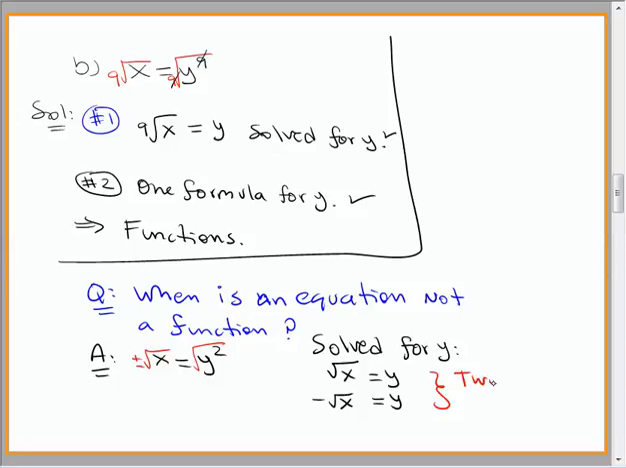So this is a case when this equation is not a function, and if you wanted to graph this equation, you will find out that the graph of this equation is a parabola which is sideways opening to the right, and so you can apply the vertical line test and find out that this is not a function.